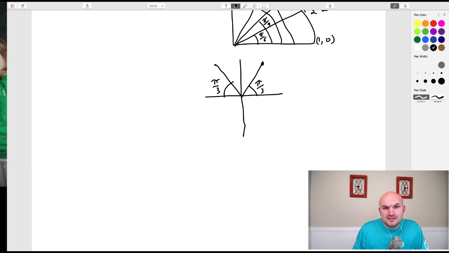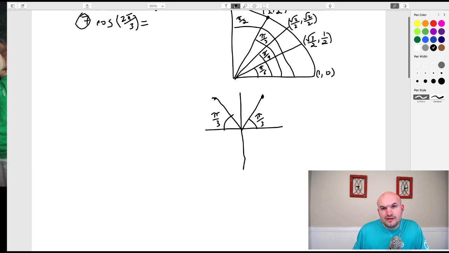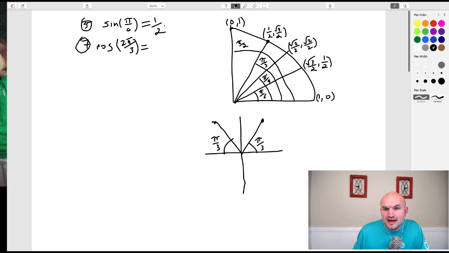The only difference for these 2 coordinates is that we know this coordinate is 1/2, comma, square root of 3 over 2. Therefore, this point, since it's in the second quadrant, is going to be -1/2, comma, square root of 3 over 2.